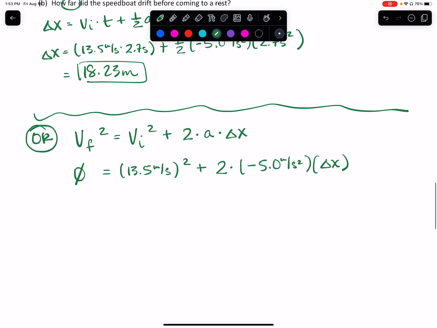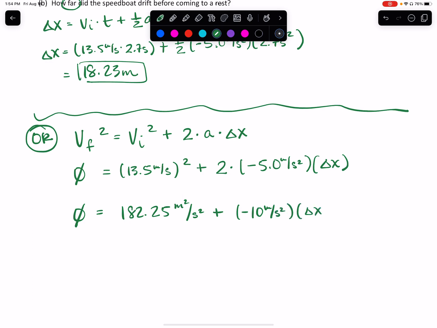So if we start working our math, we're going to get 182.25 for the squared portion. That'll be meters squared per second squared, plus negative 10 meters per second squared times our delta x. So we need to move one of these to the other side. I'm just going to take the delta x and move it to the other side, so that negative becomes positive. Now it's 10 meters per second squared times our delta x, and that will equal 182.25 meters squared per second squared.